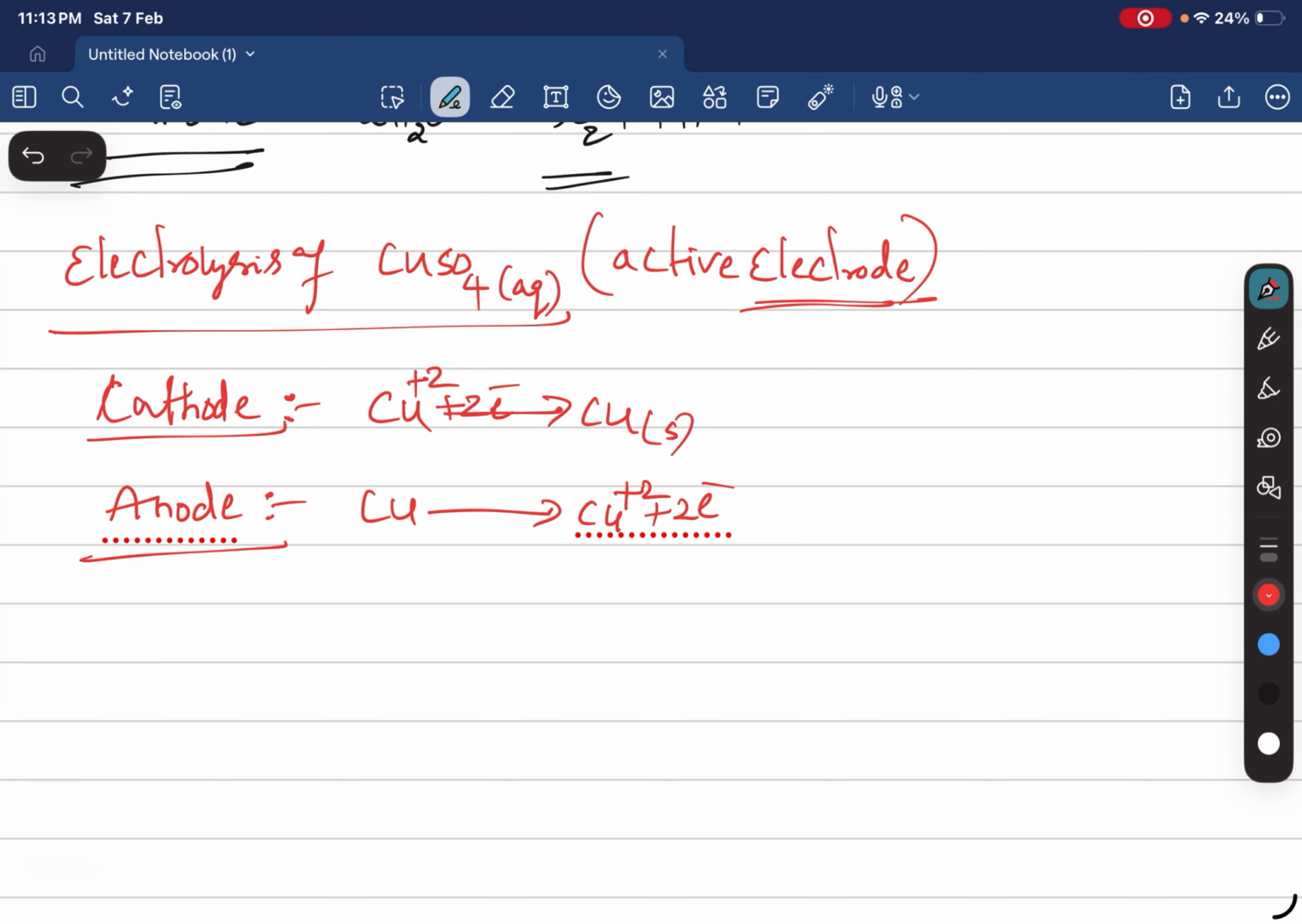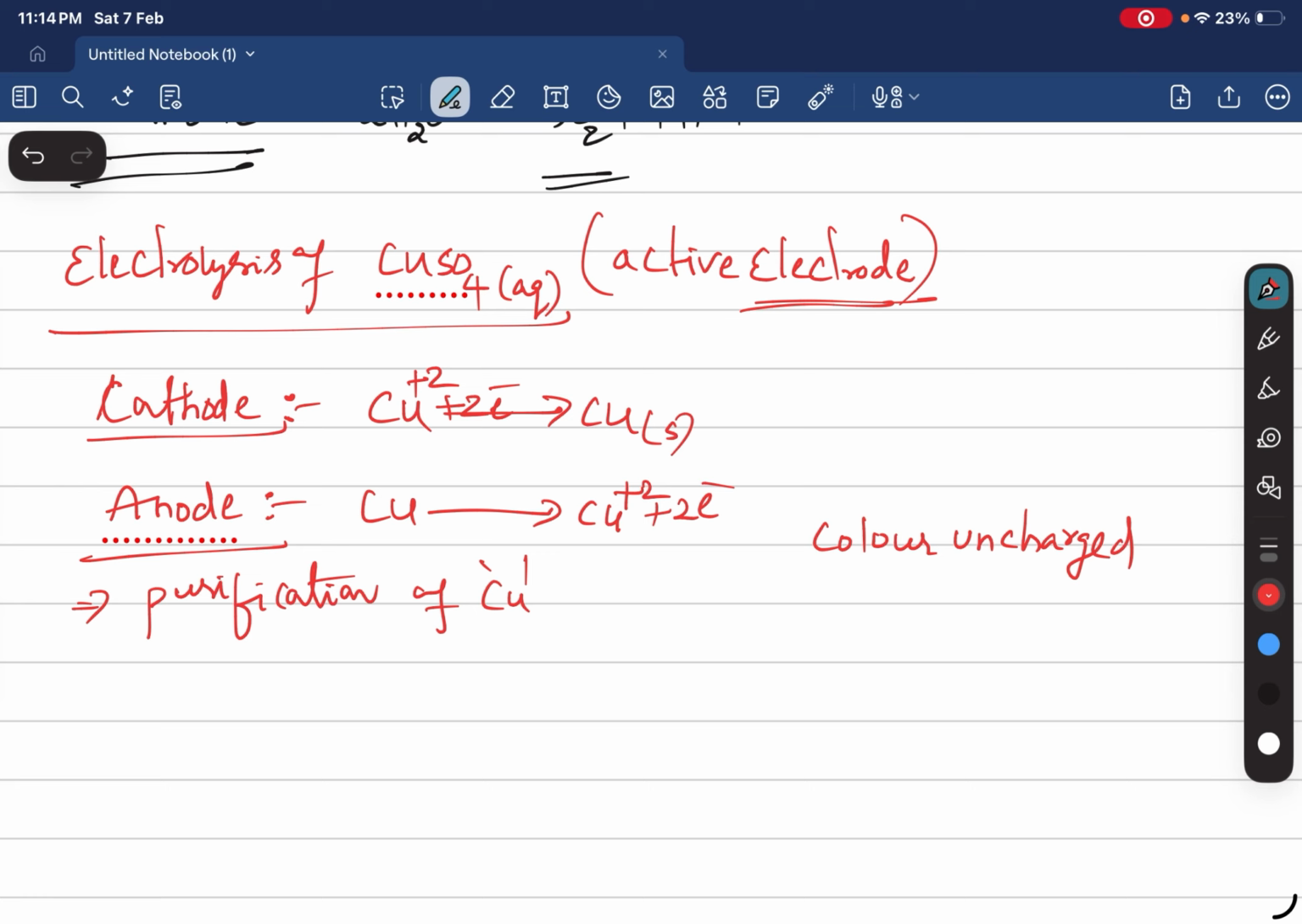So here the color is unchanged, because the same ions are depositing and the same ions are liberating also, so there will be no color change. And this is the basis of copper purification. So you can also use this technique for purification of copper. These are the main applications of the electrolytic cell, right? Even galvanization or electroplating or purification of copper.